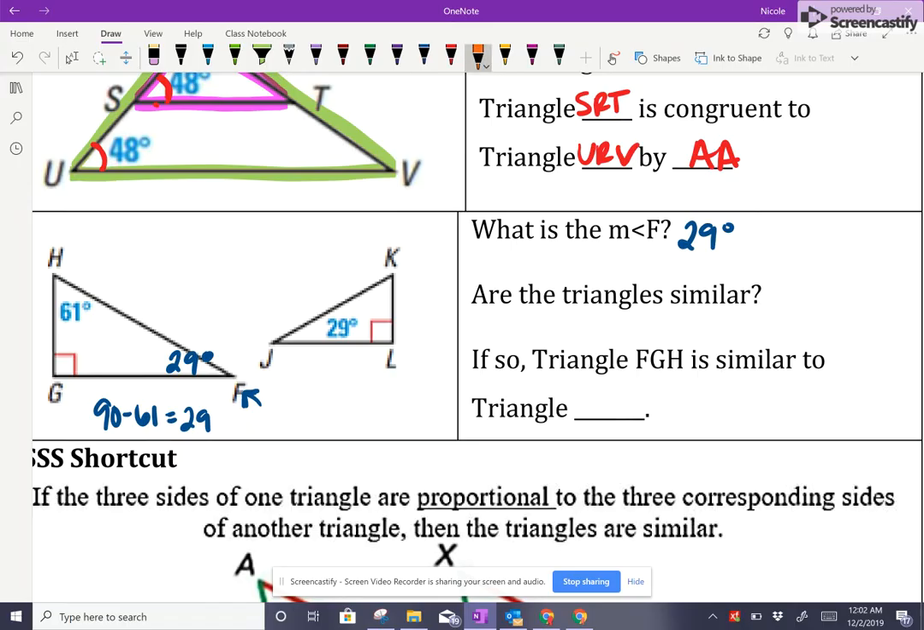And since F is 29 degrees, that's going to make it congruent to J. So we're going to say, yes, these are similar. So triangle FGH is similar to triangle JLK. 90 is congruent to 90, 29 is congruent to 29, and so obviously H is going to be congruent to angle K.